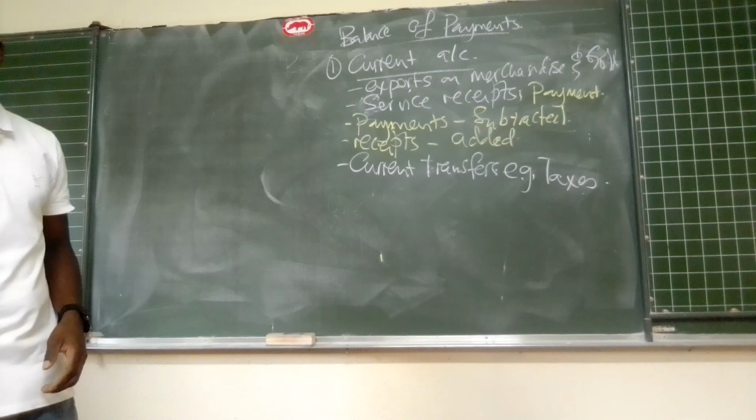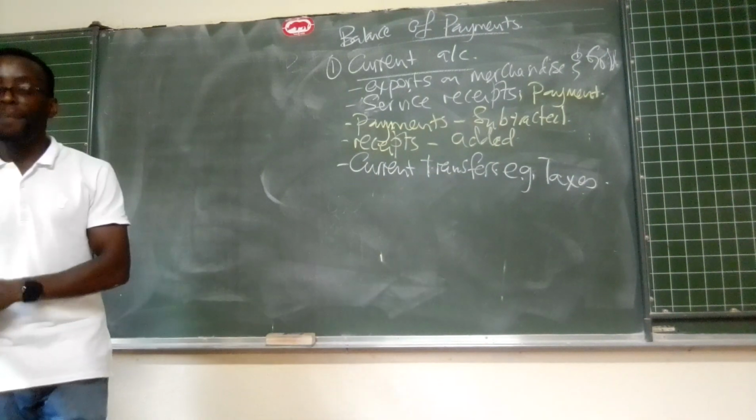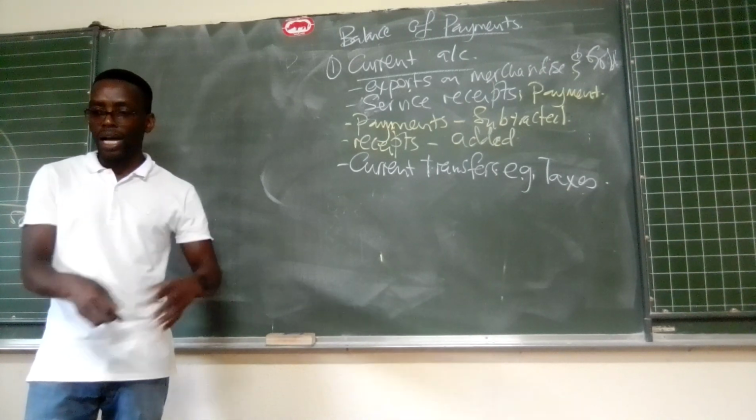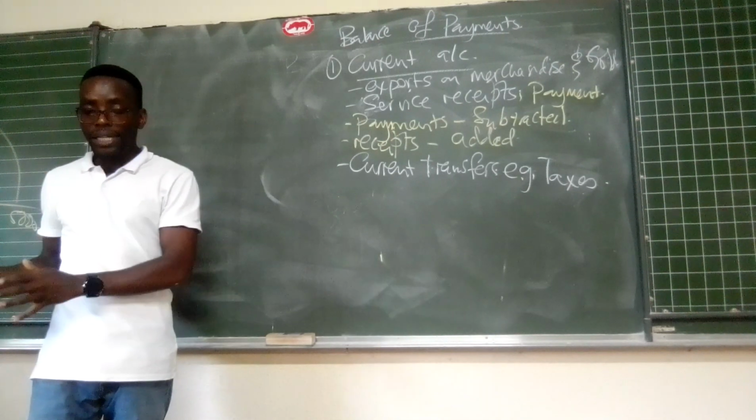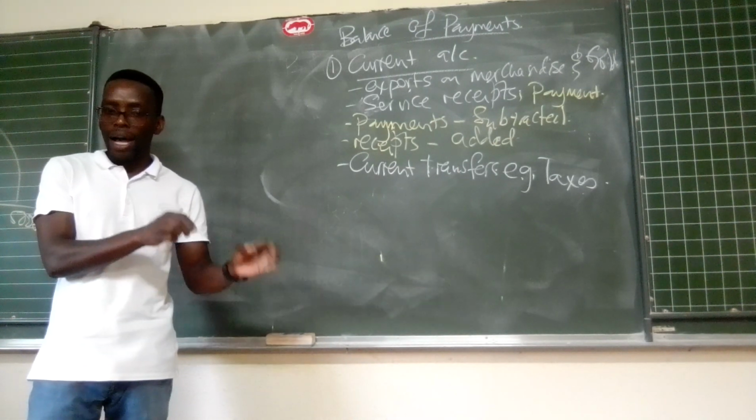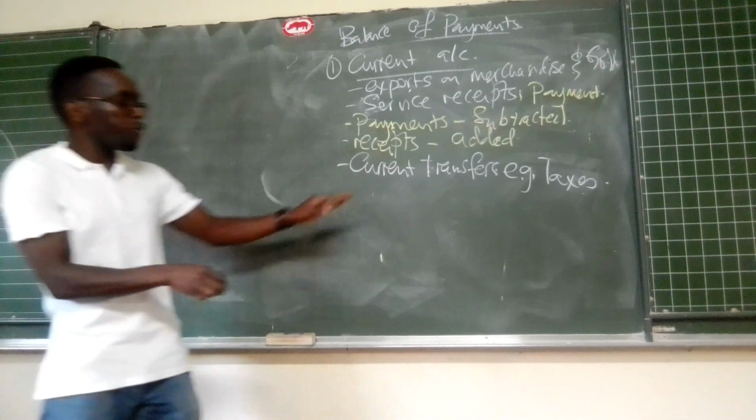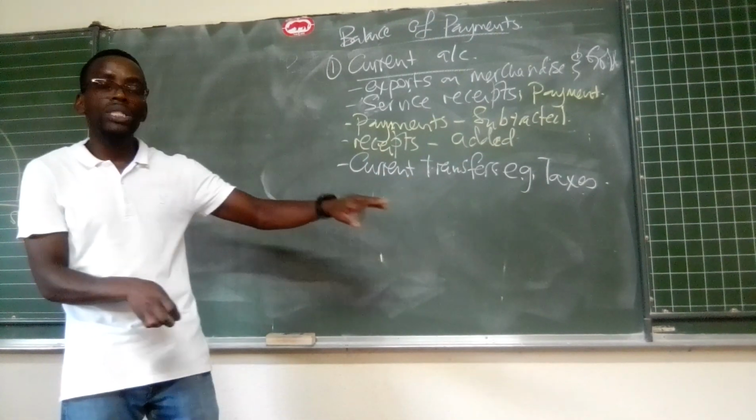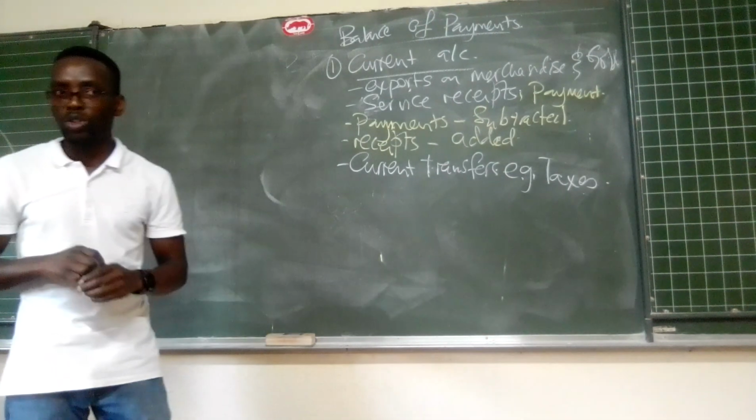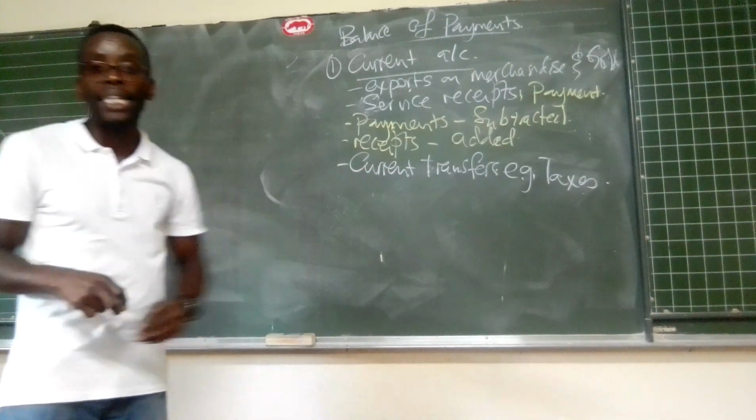Okay. Now remember, our current transfers refer to the money or goods and services that are transferred from one institution without any tangible item received in return. In other words, it's money that was transferred from one institution without any tangible goods or services received for that payment or transfer that you have made. And those things are referred to as current transfers.